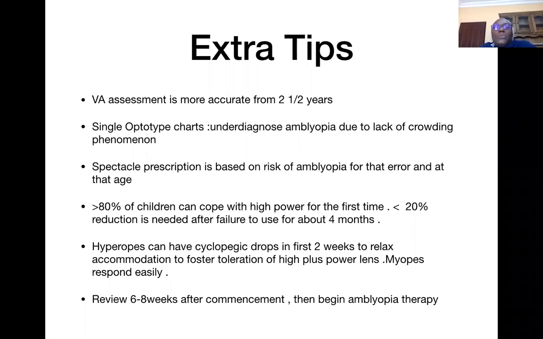It's good not to give them only the single optotype, so they'll be able to know whether the eye is amblyopic or not. And then you need to prescribe based on the risk of amblyopia, the error, and the age. Normally, it's said that 80% of children can cope with high power for the first time. If you give them glasses for the first time, 80% cope. But less than 20% might need reduction, especially if they don't comply with using it after 4 to 6 months. You can decide to reduce.